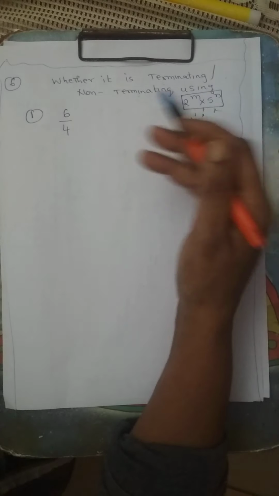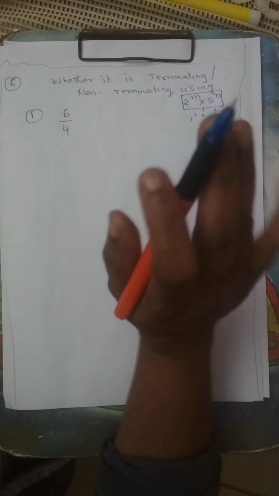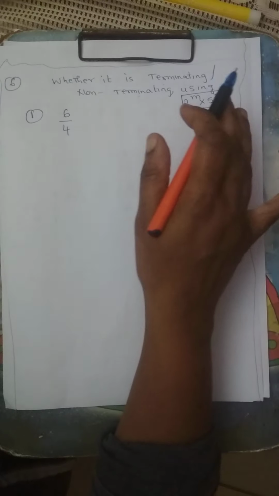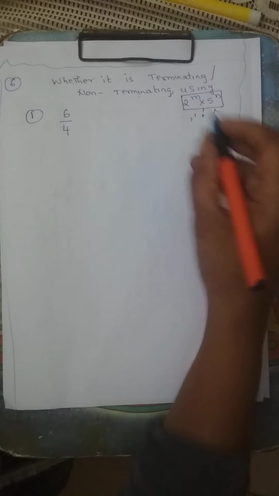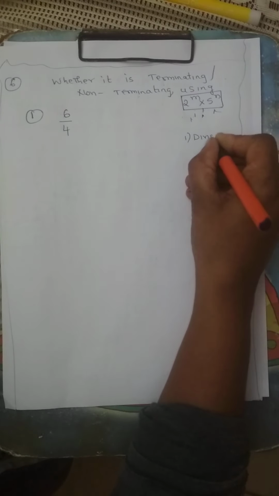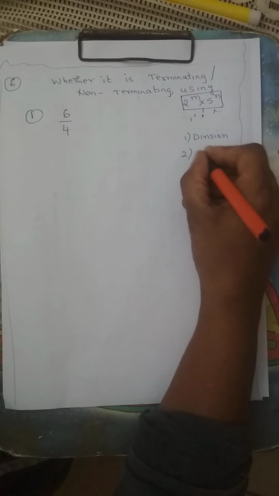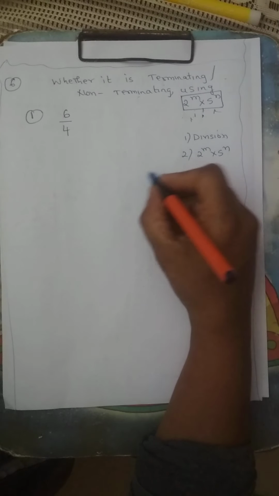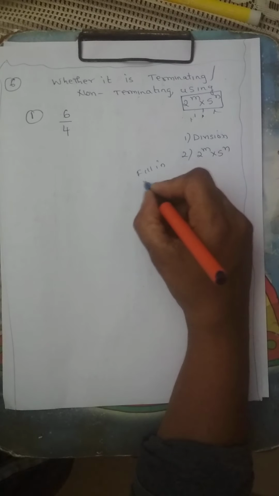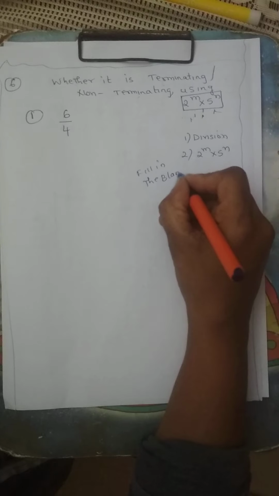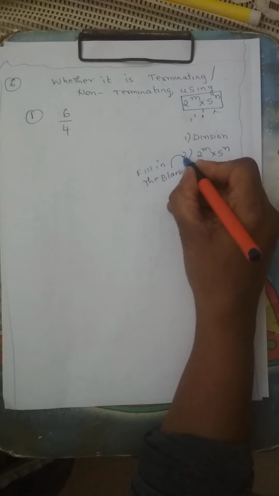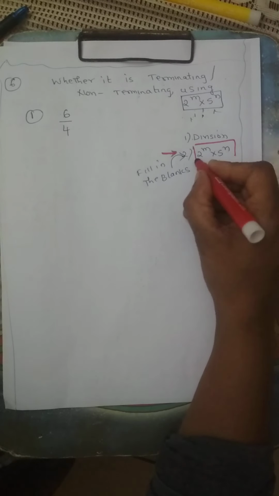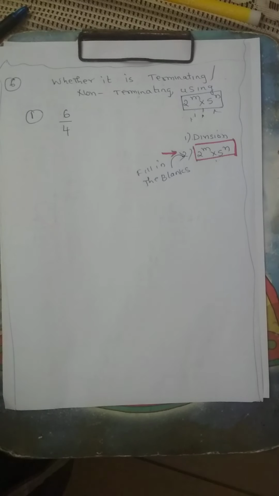Okay, and this mostly comes for 1 mark. And one more thing, if it comes as fill in the blanks, as I told you, you either have to do division, or you have to use this method, correct? So if it comes for fill in the blanks, you don't have to waste your time doing division. It's better to use this method, 2 raised to m into 5 raised to n. It is a 1 mark question. Okay, now what do we have to do here?